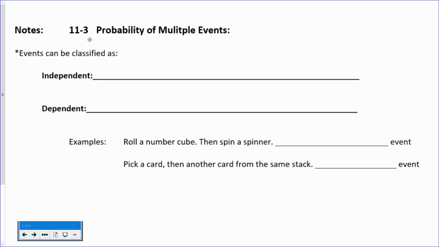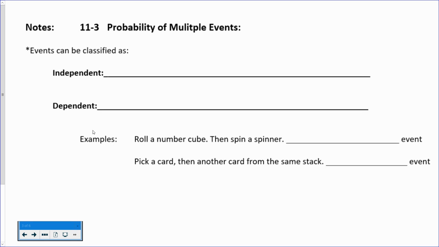Okay, today's notes will be on probability of multiple events. There's a handout that goes with this if you would like to use that or just copy down what we've got. So we have multiple events, as it says, that are going on. There are different events that can be classified as either independent or dependent events. Independent are events that do not affect each other.